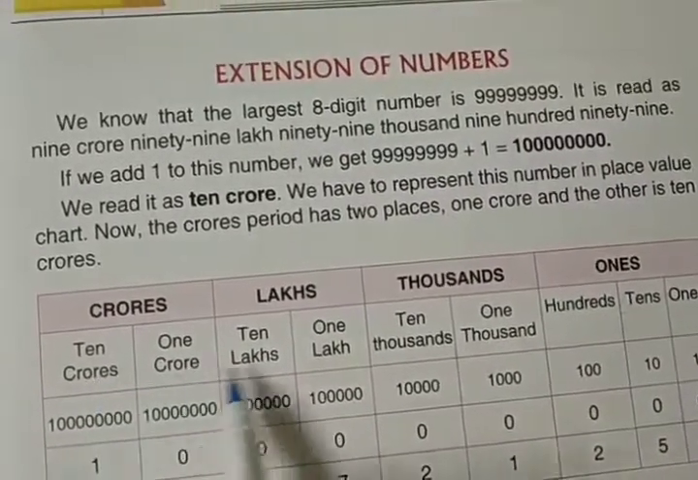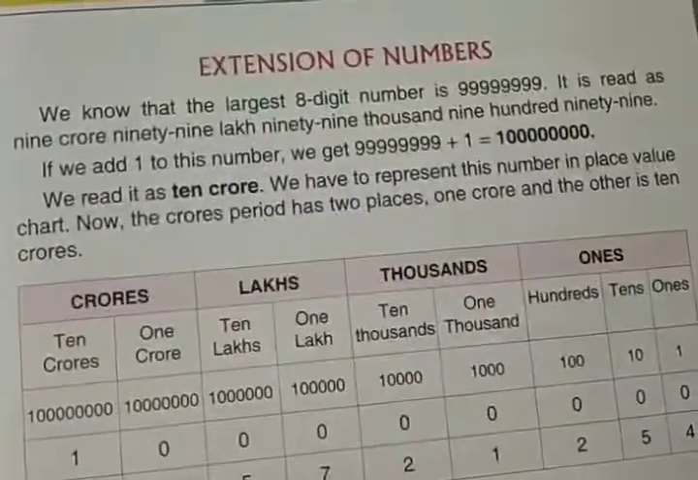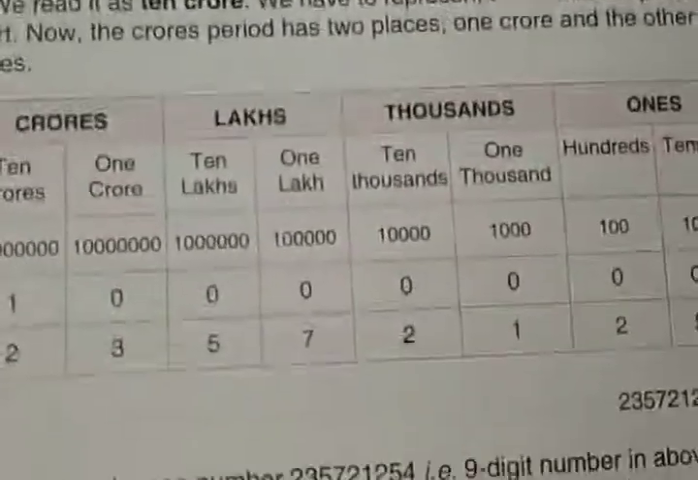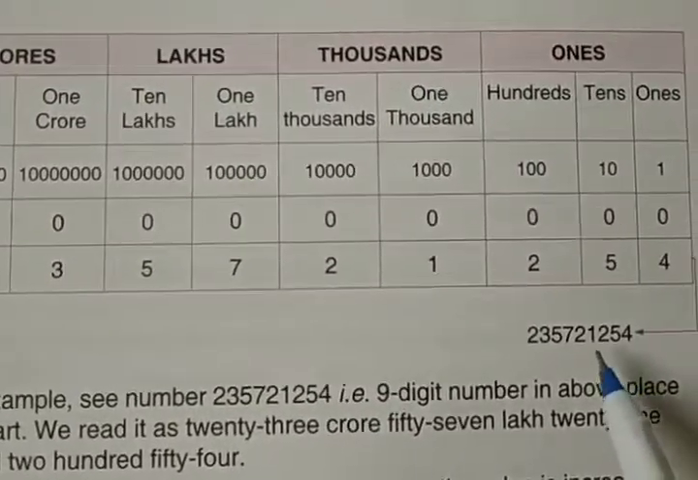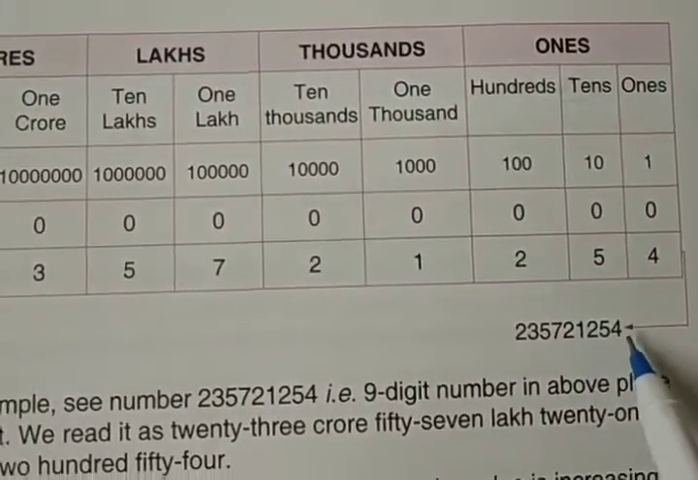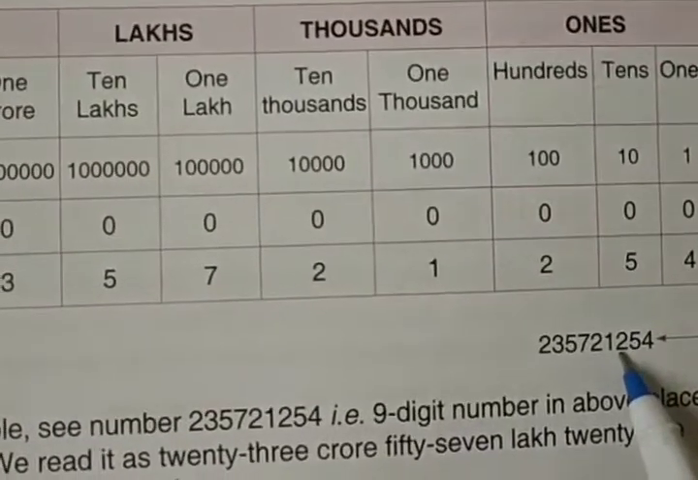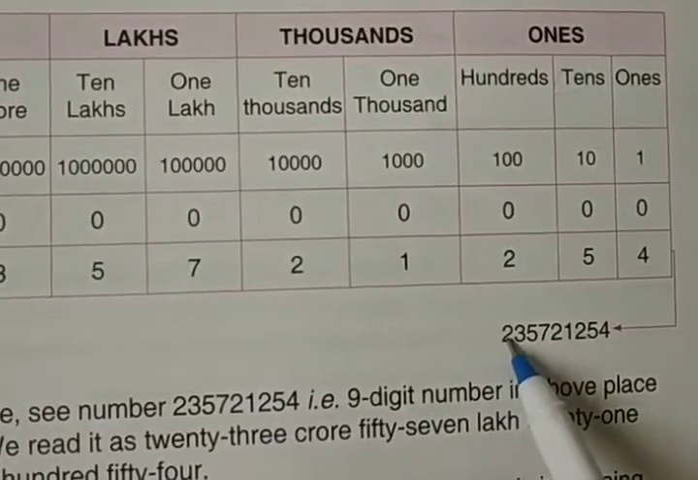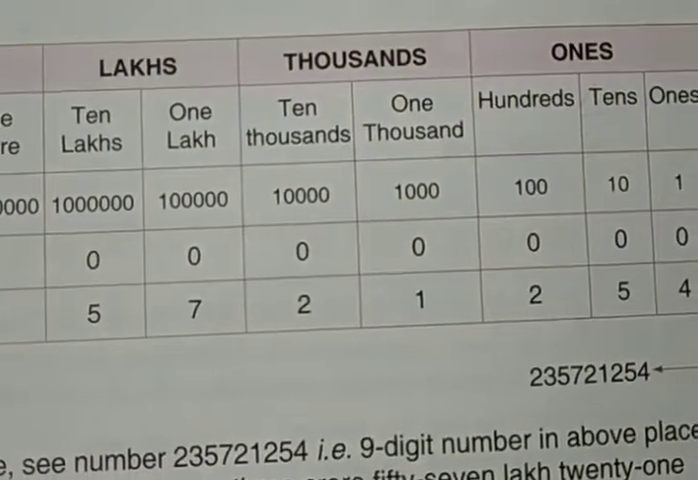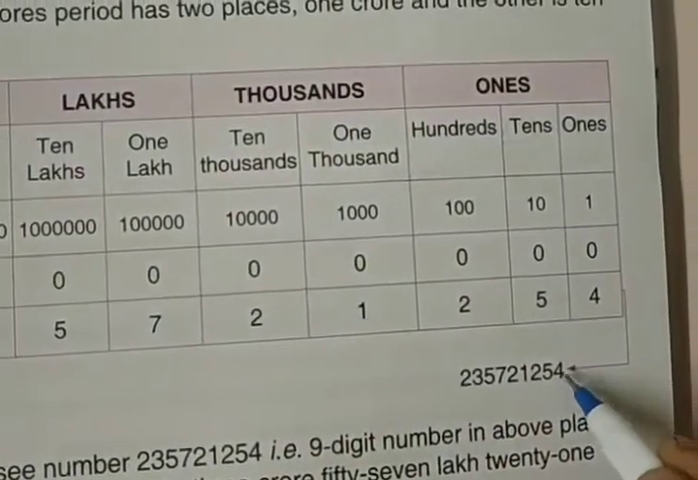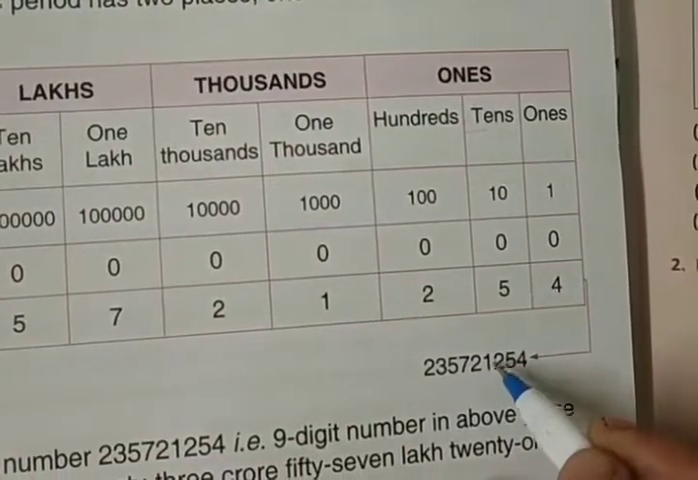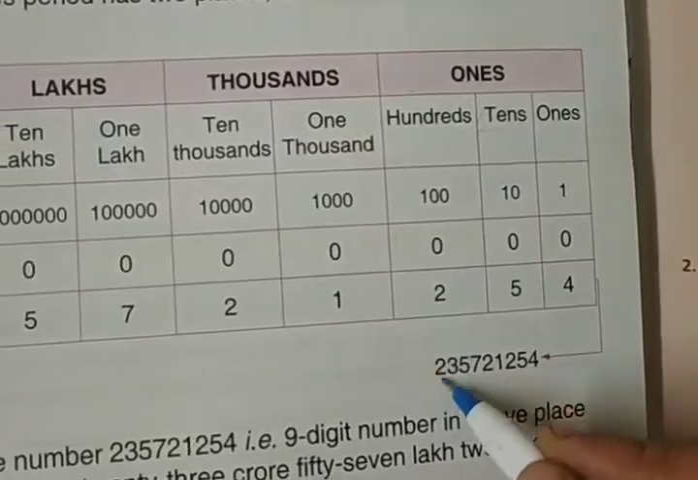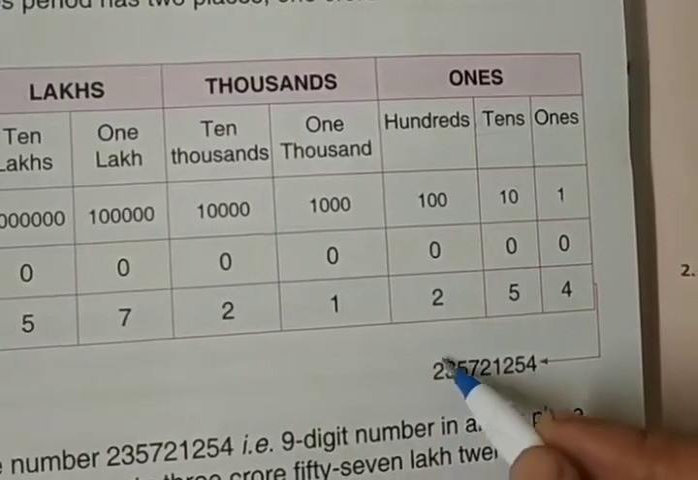So these are the different periods in the Indian numeration system. Now suppose you want to read this number. This is how many digit number? This is 1, 2, 3, 4, 5, 6, 7, 8, 9. So this is a 9-digit number. This is units, 10, 100, 1000, 10,000, lakh, 10 lakh, crore, and this is 10 crore.